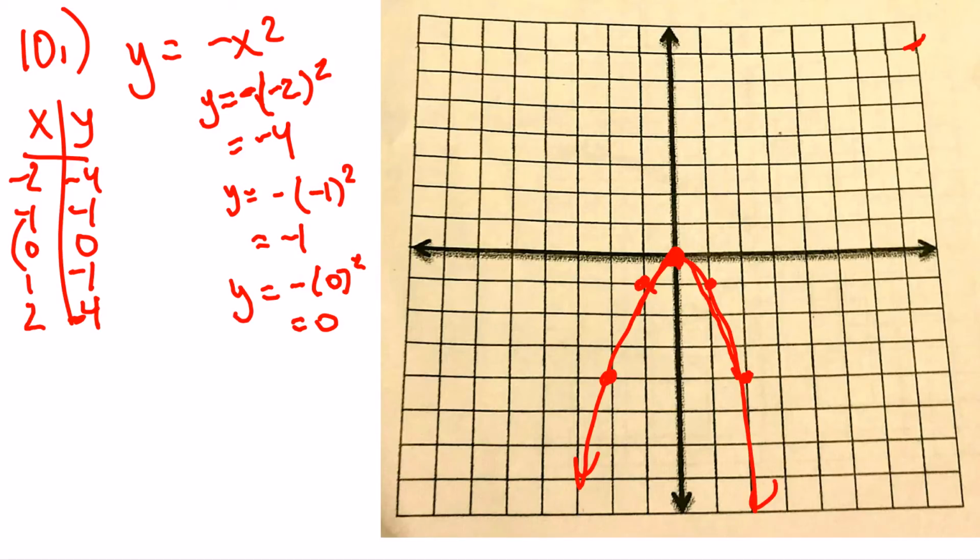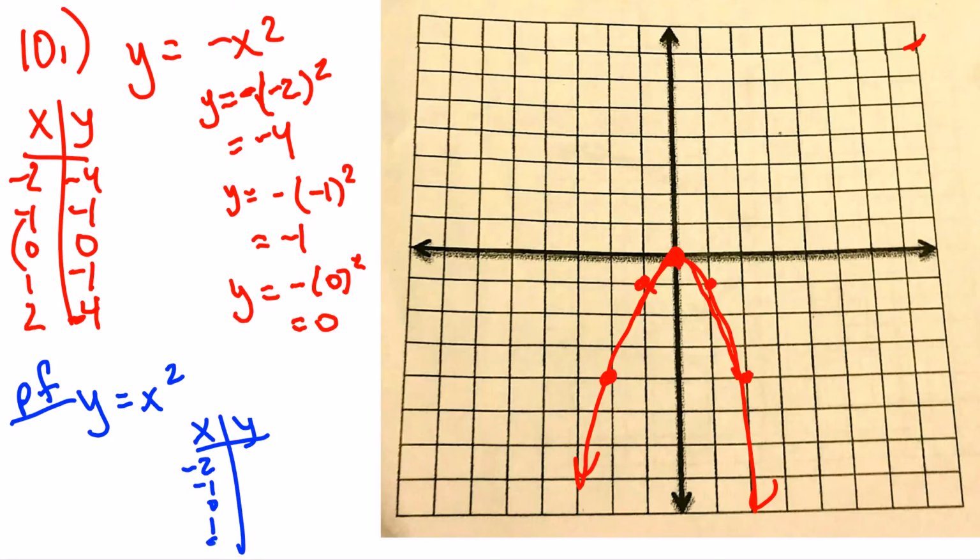Now, remember, you have to show me your parent function. So this is the same exact graph from the last problem. It's the same. This is the parent function. Alright? And it's the same XY chart. Negative 2, negative 1, 0, 1, and 2. 4, 1, 0, 1, and 4. It's the same XY chart I did last time. Remember, this is a dotted line.